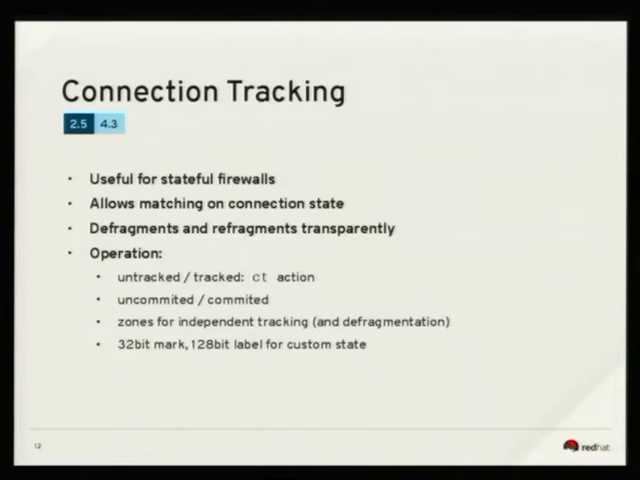There are different zones, because quite often you need to do defragmentation and connection tracking differently for different VMs or different tenants. So you cannot do that in the same space. You cannot really mix traffic from different tenants. They can have the same IP address, so you could mix up their fragments. This is something that cannot happen. So you can specify an actual zone. A zone is a number, and that's kind of a namespace for connection tracking. So that's independent for different zones.